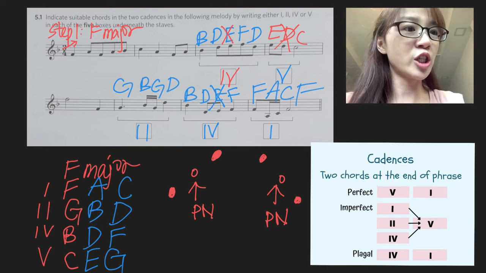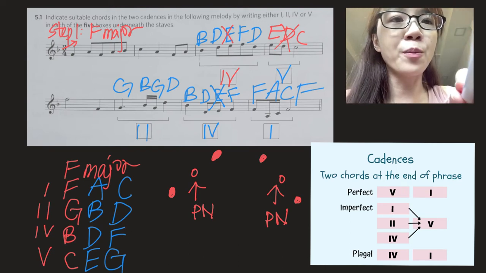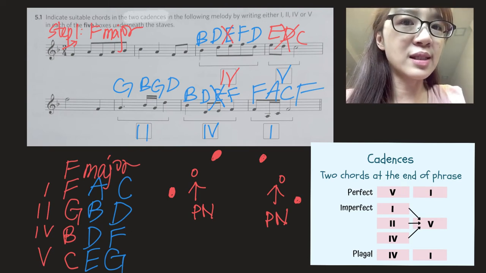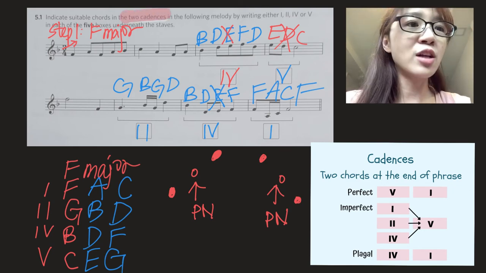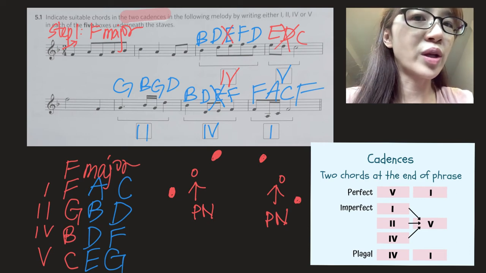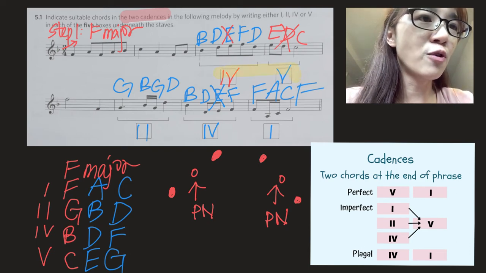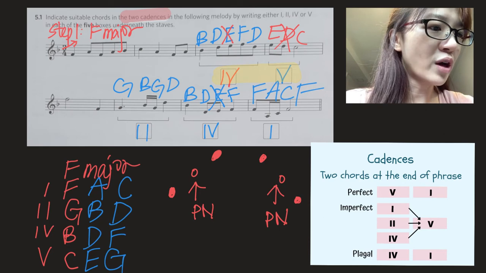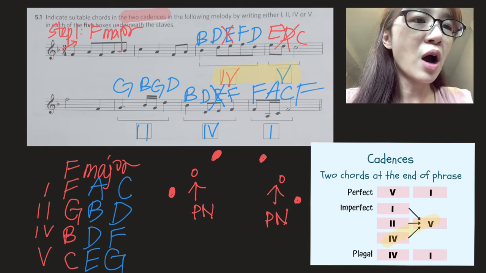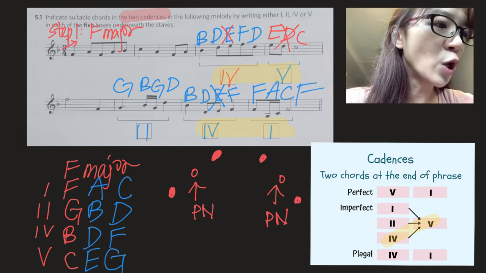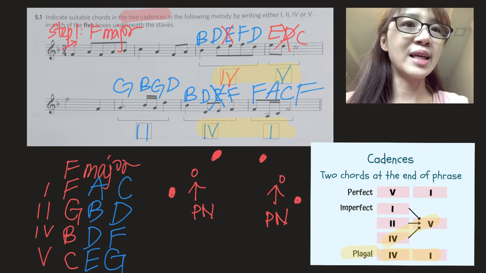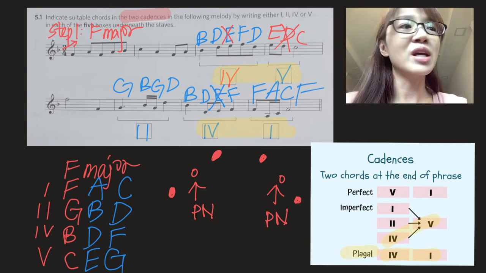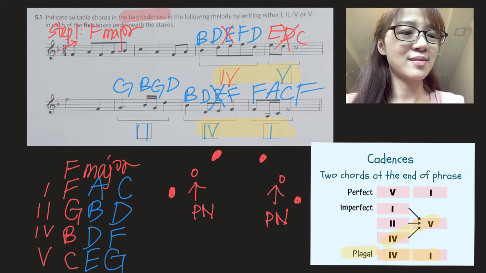Last thing, you can check your answer if you form the cadence. Cadence means the two chords at the end of a phrase. Let's check out the first one. 4, 5. 4, 5 gives you an imperfect cadence. Yes, that's correct. How about 4, 1? 4, 1 gives you a plagal. Yes, these two form a cadence, so you can rest assured that your answer is correct.